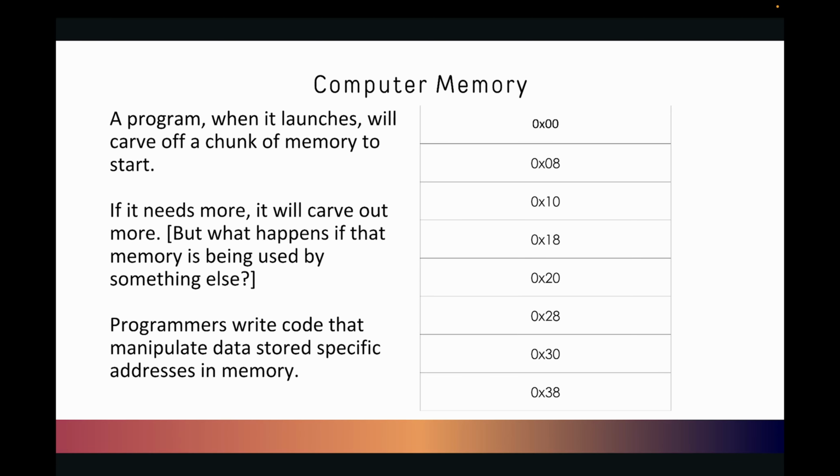A program, when it launches, will carve out a chunk of memory to start. If it needs more, it'll carve out more. But the question is, what happens if memory is being used by something else? Programmers will write code that will manipulate data stored in specific addresses in memory. Luckily for us, we don't have to worry about that too much, other than making sure we build some things the proper way. Our compiler will do most of that work for us.